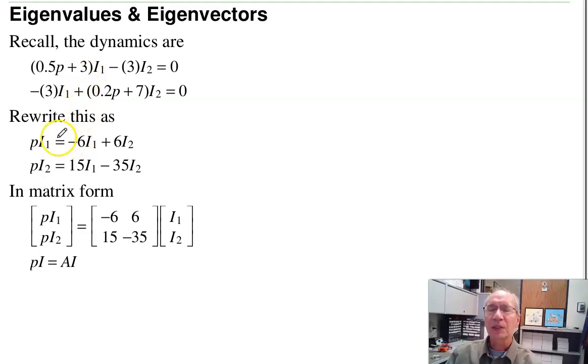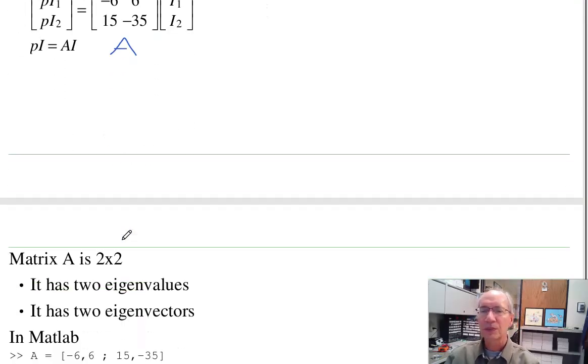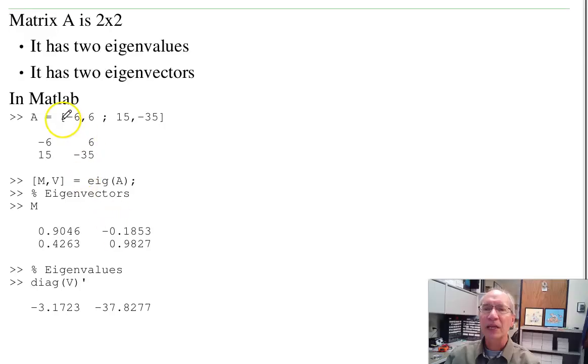Go back to our differential equations. Solve for the derivative of I1, derivative of I2. Put that in matrix form. Here's your A matrix. A is a 2 by 2 matrix. A has two eigenvalues. A has two eigenvectors. Put that in MATLAB. I can find the eigenvalues, eigenvectors. Here's the eigenvectors. Here's the eigenvalues. This is the slow eigenvalue. It has a corresponding slow eigenvector.